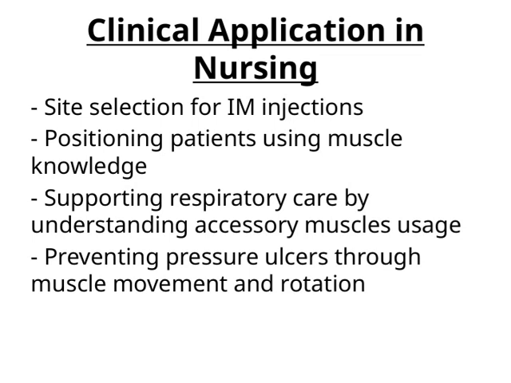Now, let's talk about the importance of site selection for intramuscular injections. Choosing the correct site is crucial to ensure proper absorption and minimize discomfort or complications. Next, it's essential to position patients correctly by applying our knowledge of muscle anatomy. Proper positioning not only makes injections easier, but also reduces patient pain and tissue damage. Supporting respiratory care is another key aspect. Understanding how accessory muscles are used during breathing allows us to better assess respiratory status and provide targeted interventions.